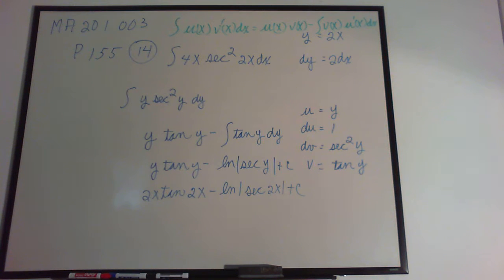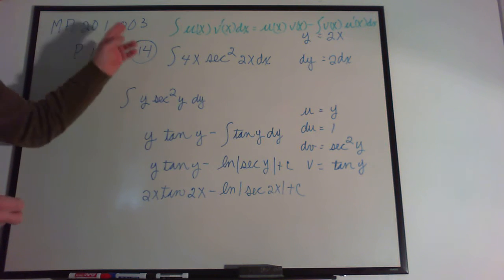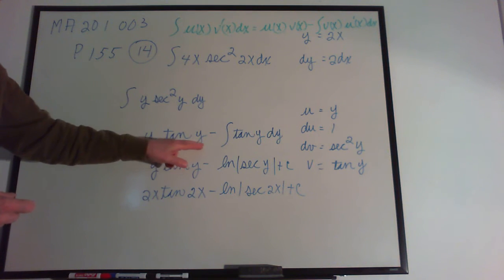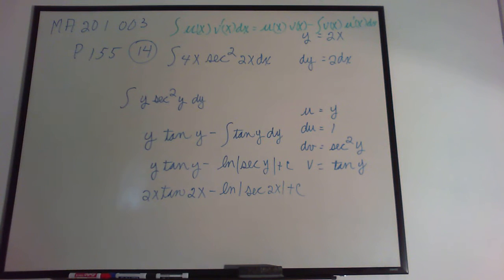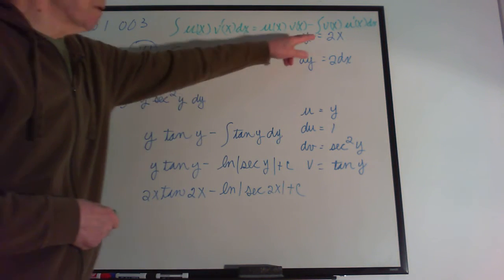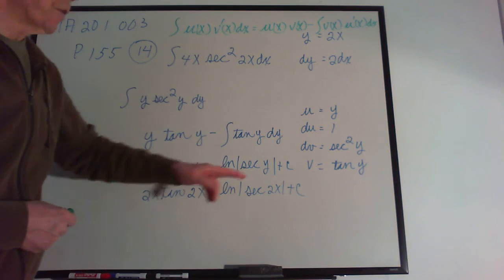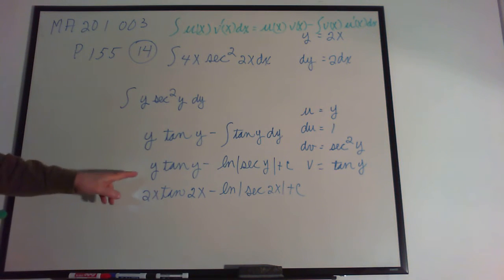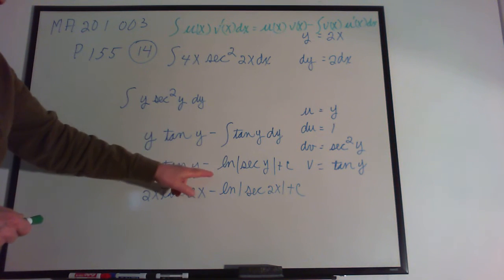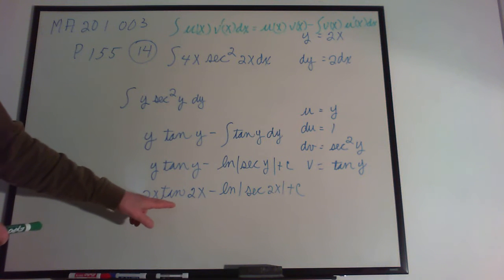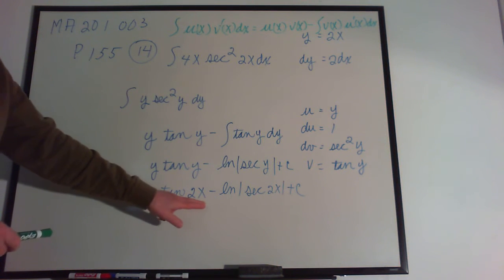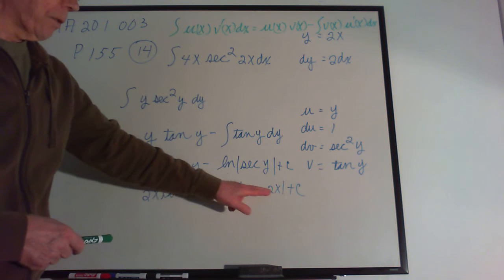So using integration by parts, you have y tangent y minus the integral of tangent y dy, because the derivative of u is 1. So it's y tangent y, and the integral of tangent y is the natural log of secant y plus c. Then you have to go back and substitute in the values: 2x, right, so tangent 2x, natural log of secant 2x plus c.